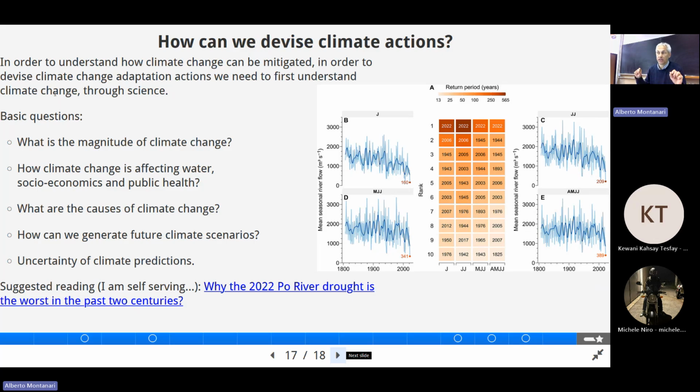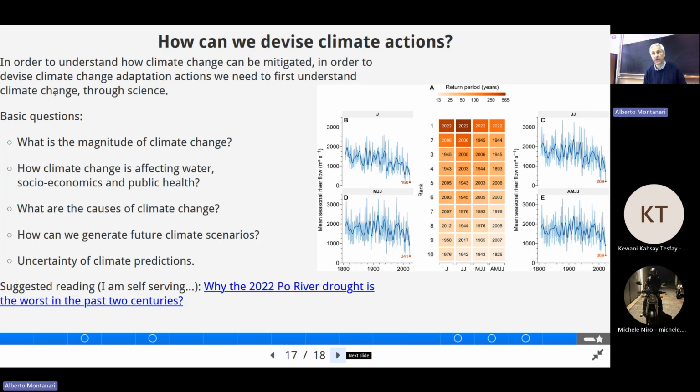It's a very simple one. I will explain to you what the graph means. It is simple because along the Po River, we have observations starting from 1807, so more than 200 years ago. And therefore, one can see whether the event of 2022 was unprecedented or not.